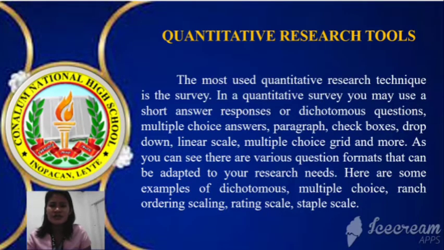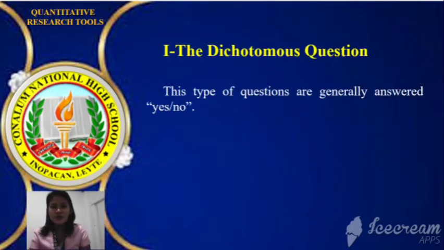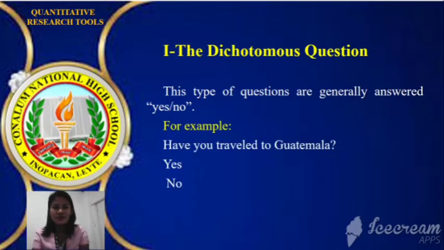And what are these quantitative research tools? These are, number one, the dichotomous question. So what is a dichotomous question? Questions that are only answerable by yes or no. For example, have you traveled to Guatemala? That is answerable only with yes or no. So that is a dichotomous question. Anything that is answerable by yes or no is a dichotomous question. Okay, this is so easy.